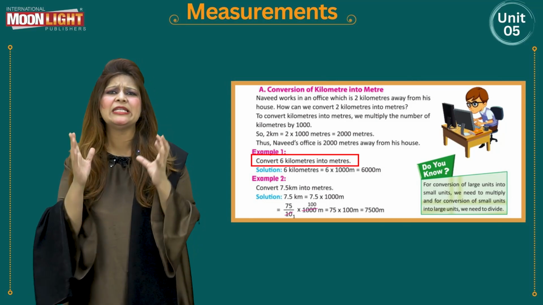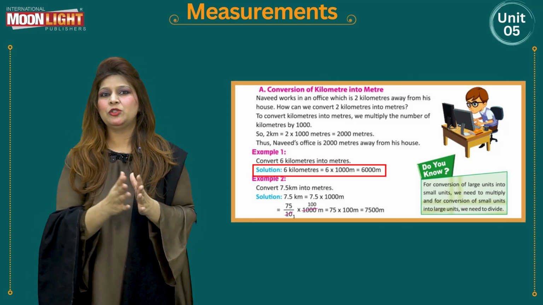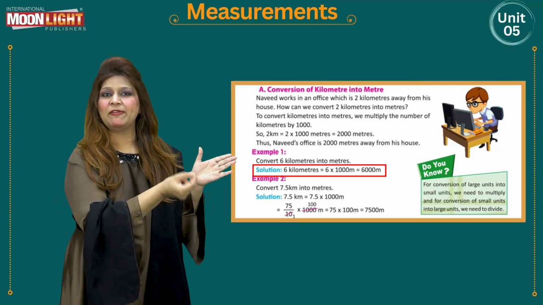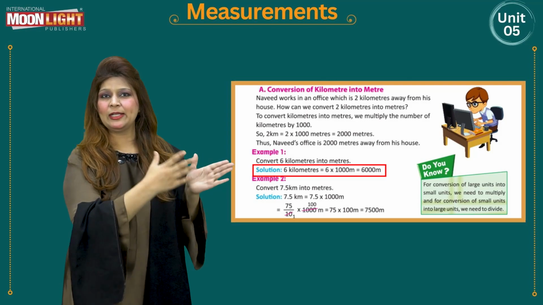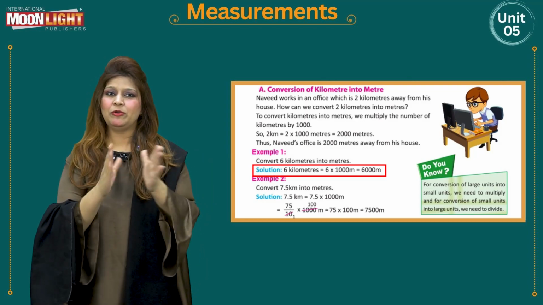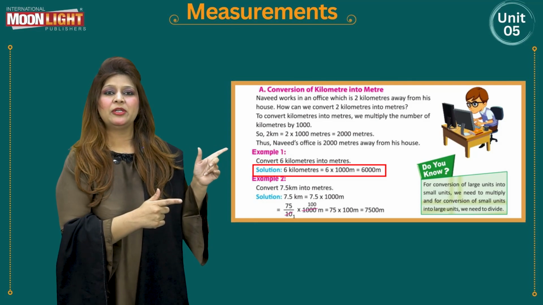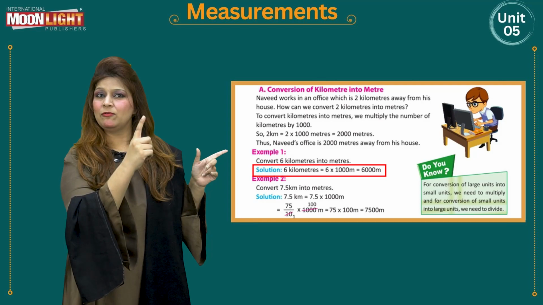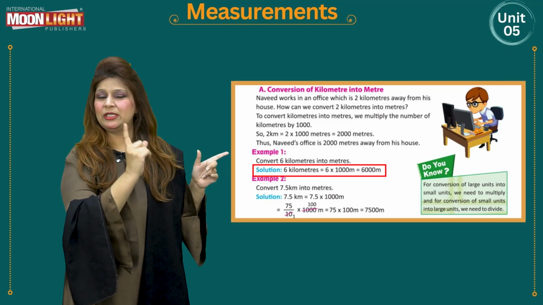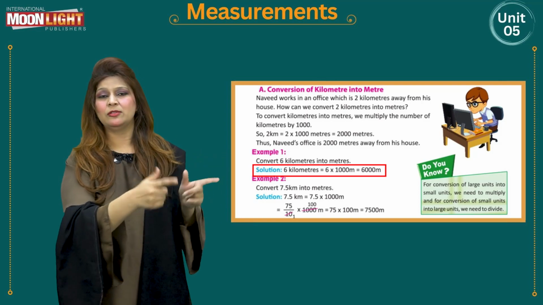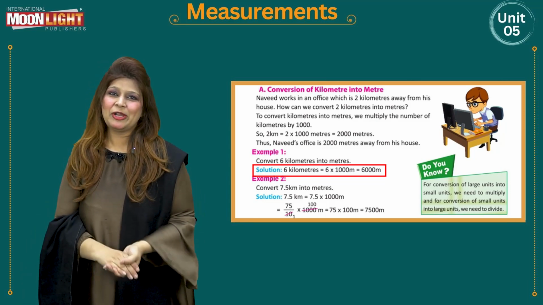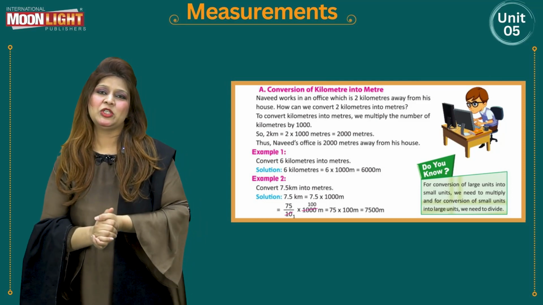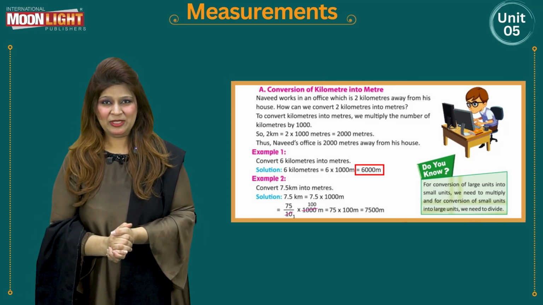This is so easy. What do you need to do? You just need to multiply 6 by 1000 and write a small m with it. This question is 6 kilometer. In the place of kilometer, you write multiplication by 1000, because in 1 kilometer there are 1000 meters. So by doing the multiplication, I have my answer, which is 6000 meters. Hope this is easy, guys.